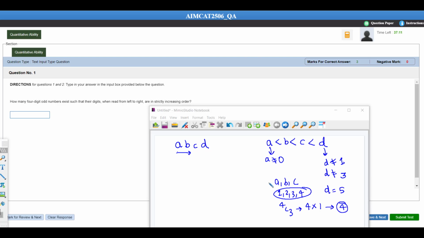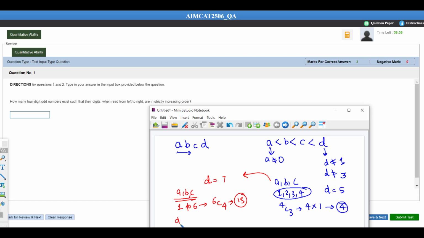Similarly, the next possibility is D equal to 7. Then A, B, C are going to be among 1 to 6. So out of 6 digits, we need to choose 3 digits. In how many ways can I do that? 6 into 5 into 4 divided by 3 into 2 into 1, that is equal to 20. And there is only one arrangement, because we want them to be increasing.